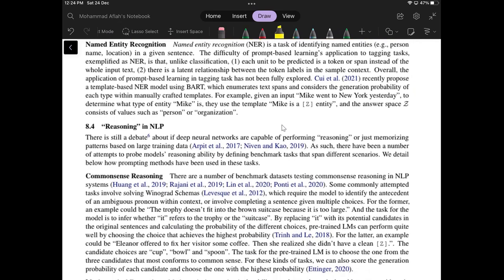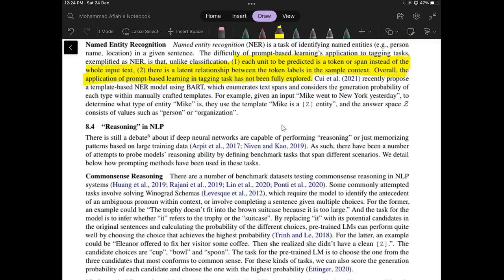Then for NER, the task is identifying named entities. The difficulty of prompt-based learning application to tagging tasks is exemplified by NER because each unit to be predicted is a token or span. There is a latent relationship between the token labels, and overall the application of prompt-based learning in tagging tasks has not been fully explored.